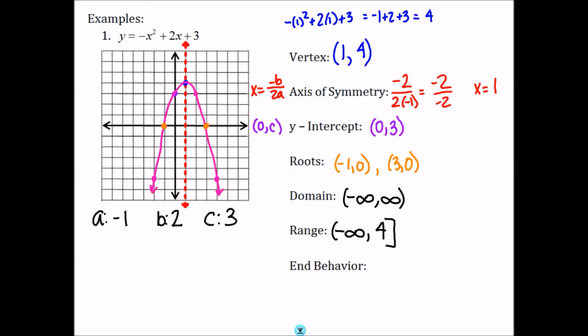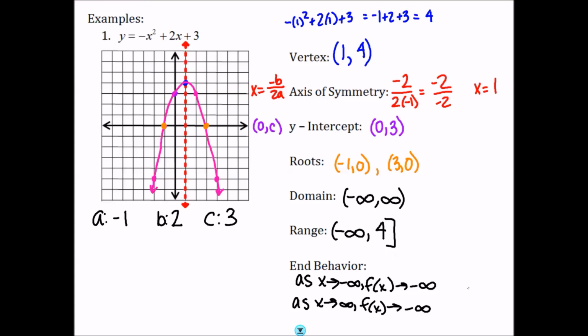And then our end behavior is our last thing. We always start out as x approaches negative infinity, f of x approaches blank, and as x approaches positive infinity, f of x approaches blank. So if we look at this graph, both ends of the quadratic are pointing down. So both of these, the left side and the right side, will approach negative infinity.